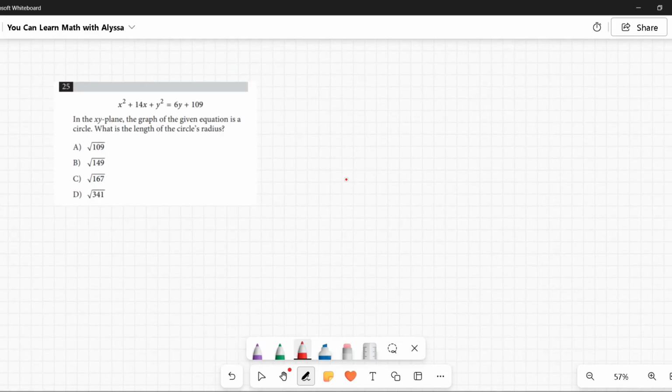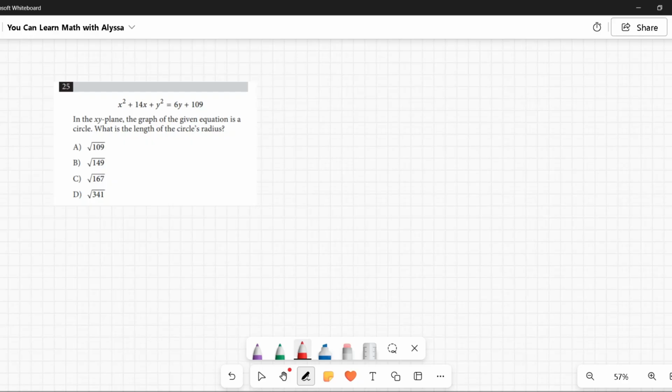25. x squared plus 14x plus y squared equals 6y plus 109. In the xy plane, the graph of the given equation is a circle. What is the length of the circle's radius? If you want to try putting this into your calculator, graphing it, and seeing if you can measure the radius and then see which of these square roots it is equivalent to, I wouldn't recommend it, but that might work for you. Definitely worth a try if you'd like to.